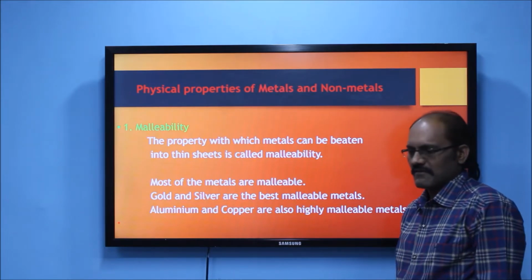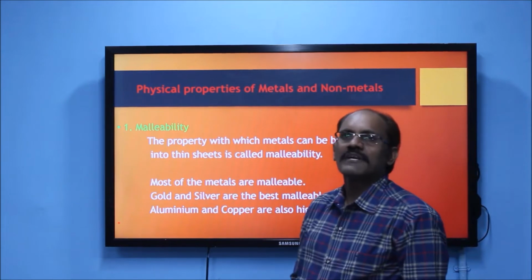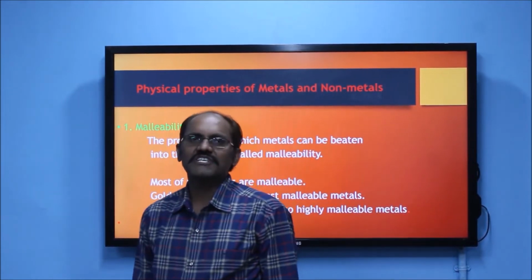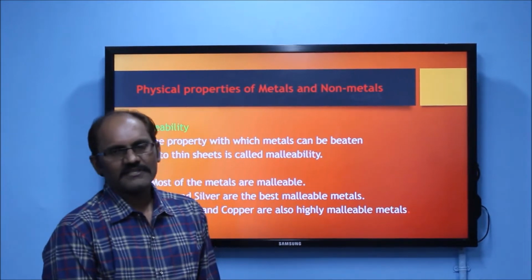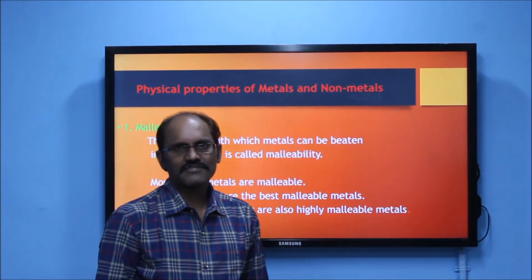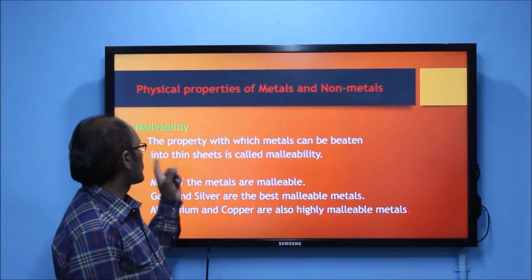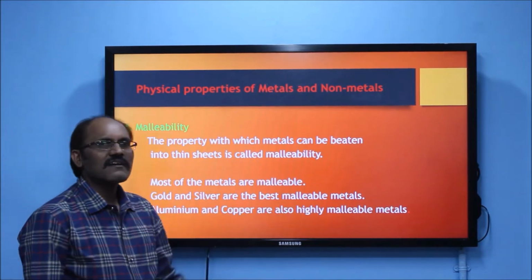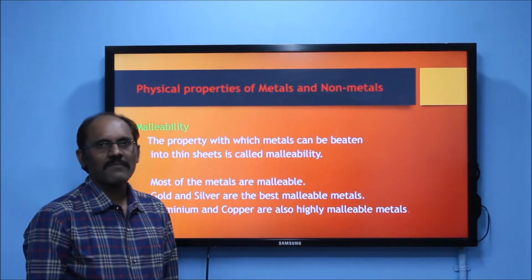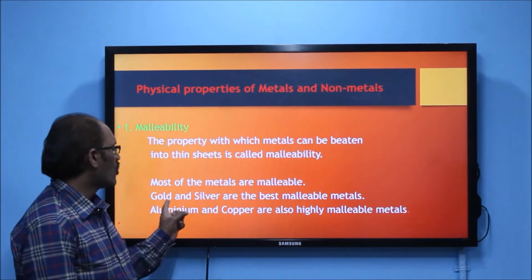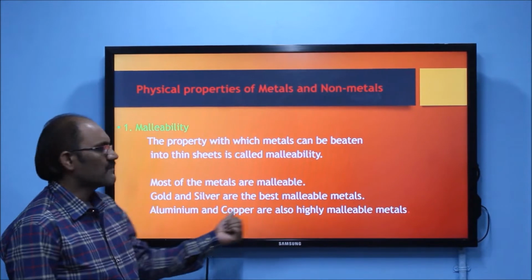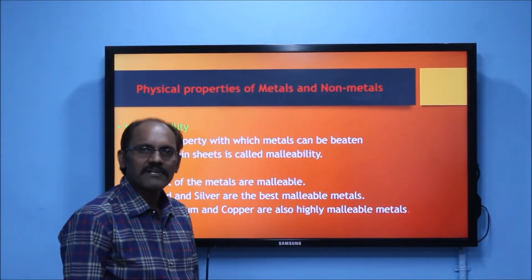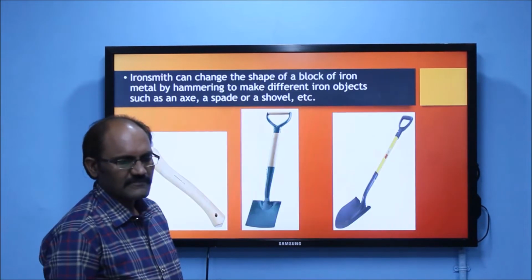But children, we cannot make all metals into thin sheets by beating them, by hammering them. There are some exceptions. So we can say that most of the metals are malleable. Among all metals, gold and silver are the best malleable metals. Aluminium and copper are highly malleable metals.